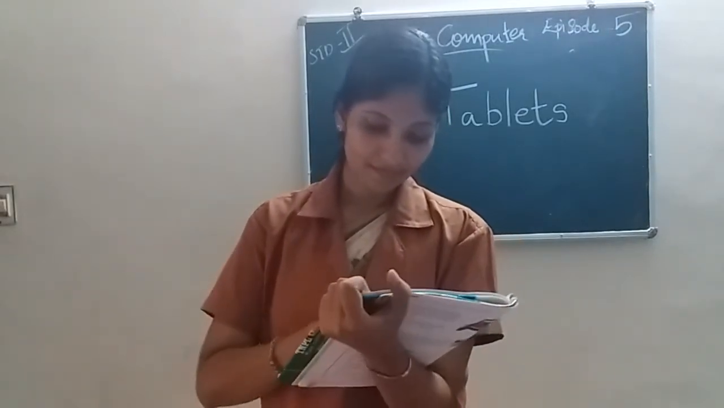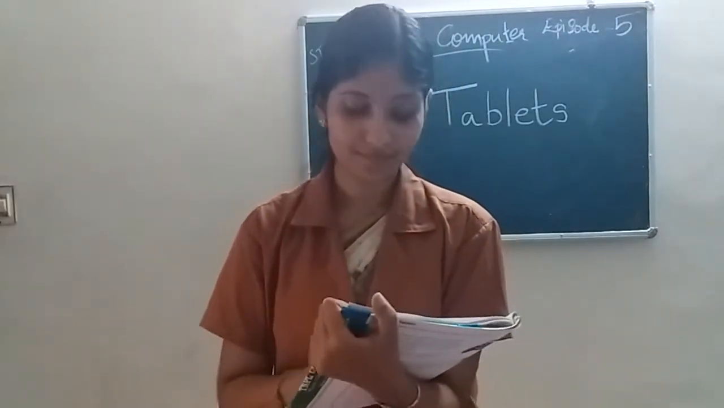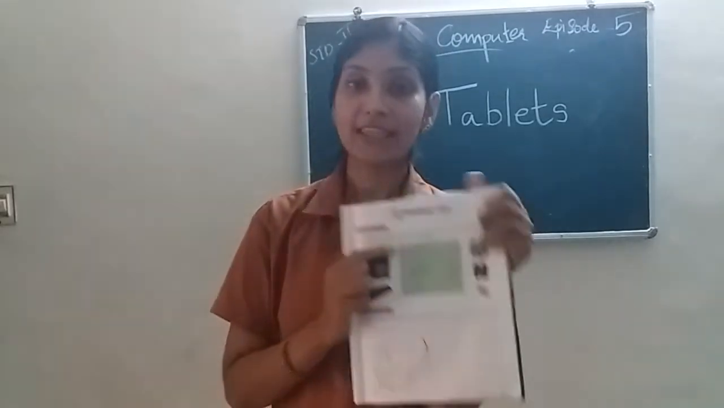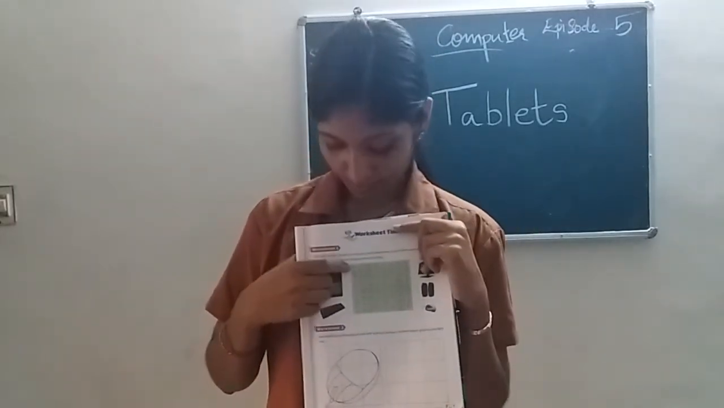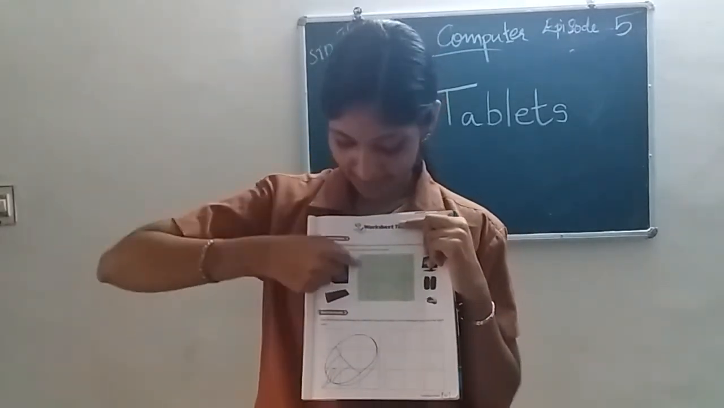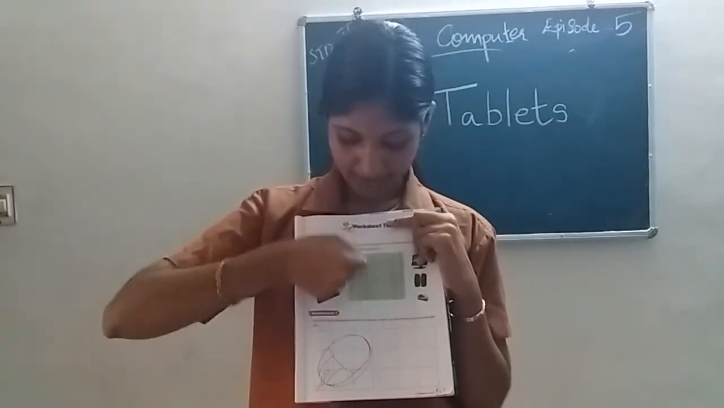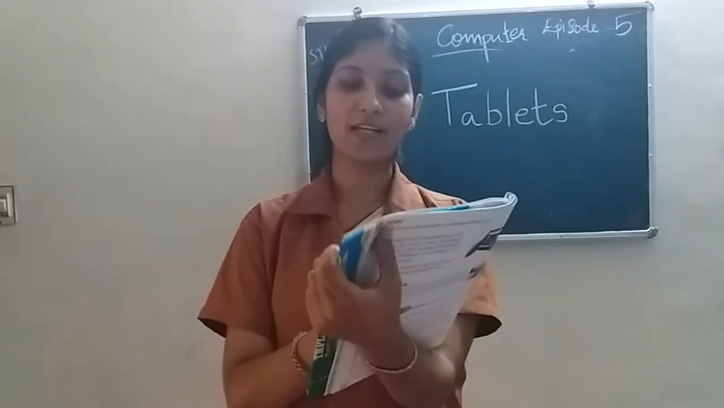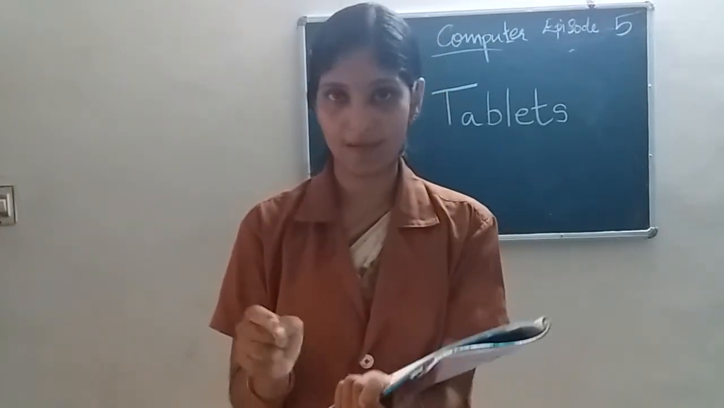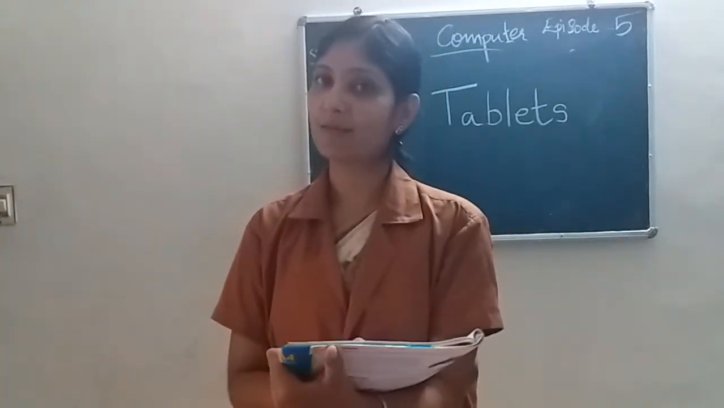Then, can you see the word keyboard? Third column. In the third column you can see keyboard. Column means vertical direction. First column, second column, third column. In the third column you can see the word keyboard. Then what is the spelling of keyboard?